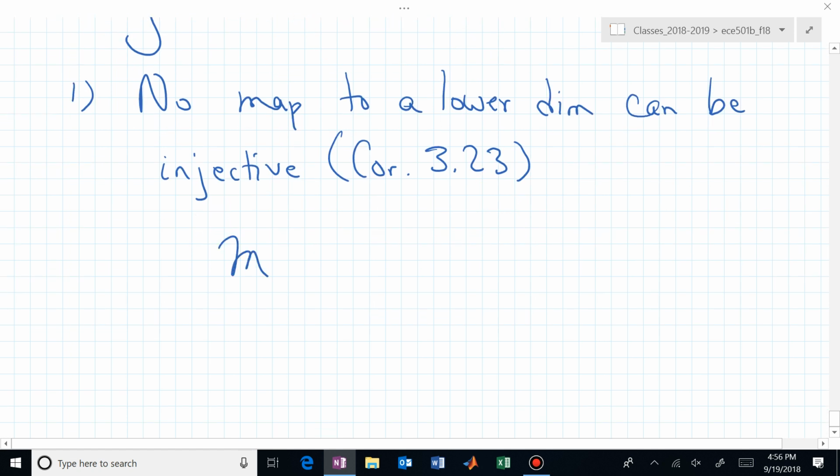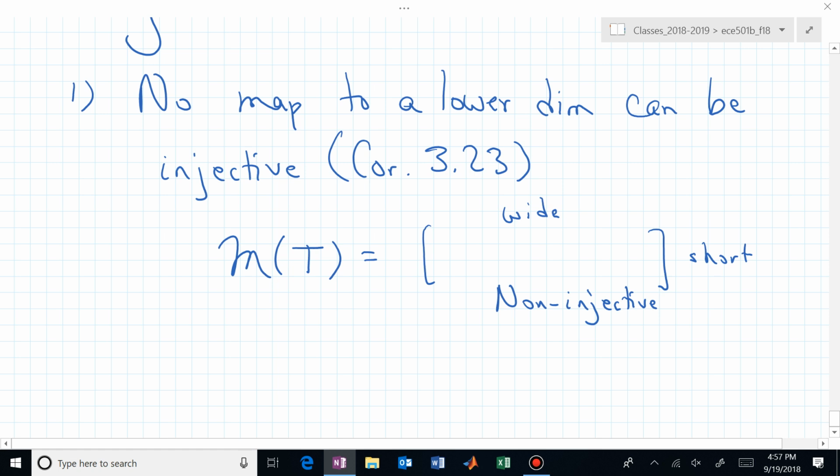And if we thought about the matrix representation of that linear map T, what would it look like dimensionally? It's not square, and now it's mapping to a lower dimension, which means that its output needs to be smaller than its input. The input is determined by the columns of that matrix, so this one is wide and, let's say, short. And this is now a non-injective map. That would be the matrix representation of a non-injective map.